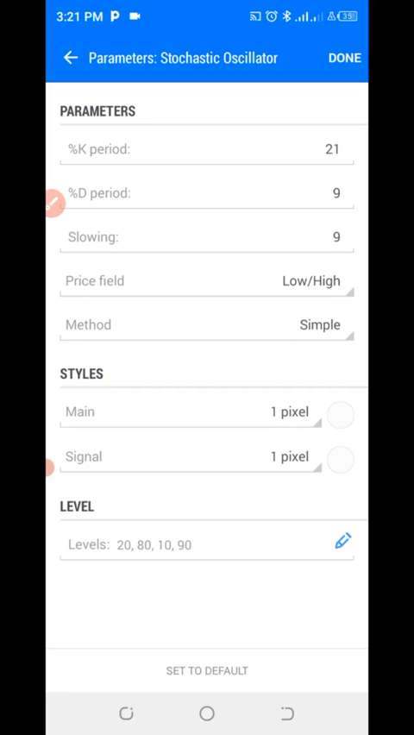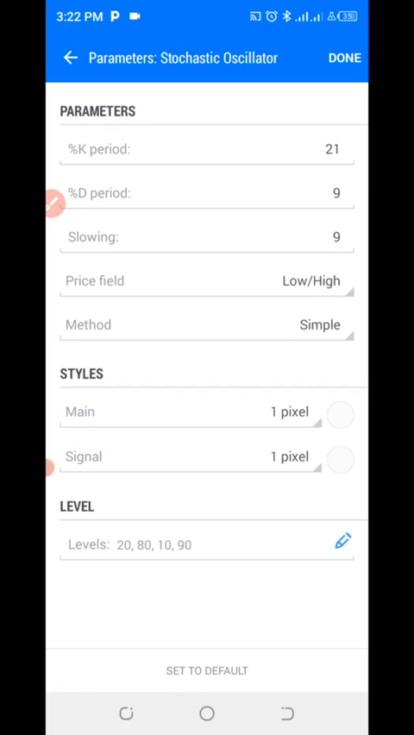Now if you observe, the K period is 21. The first indicator we added was our moving average, which had a period of 21. That means we will integrate the moving average 21 in our stochastic oscillator to read the trend. So that is what we are using that for. Then the D period is 9, the slow period is 9, price feed is low high, method is going to be simple.